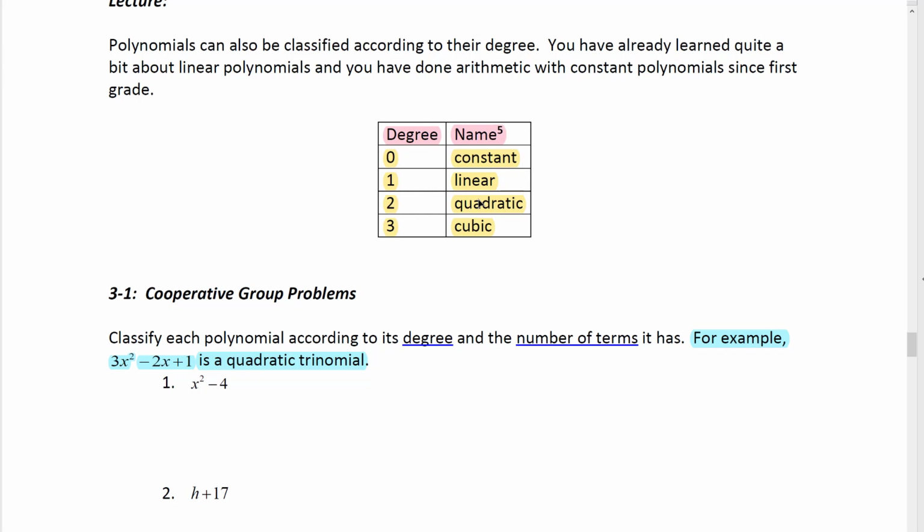That's it for the material in lesson 3-1. Go ahead and give the cooperative group problems a try, and let me know if you have questions.